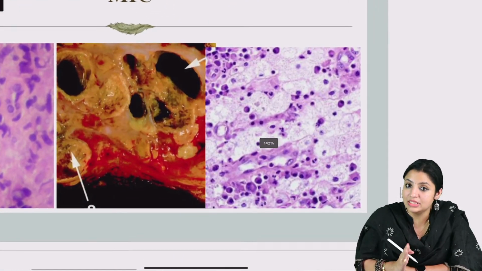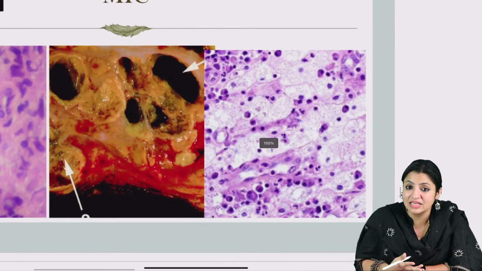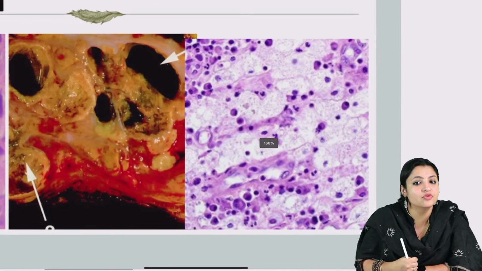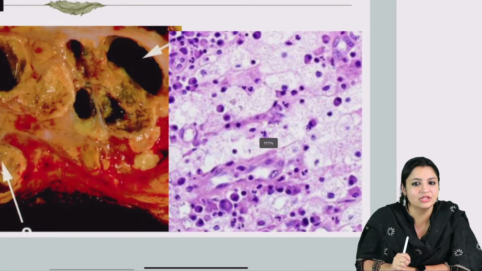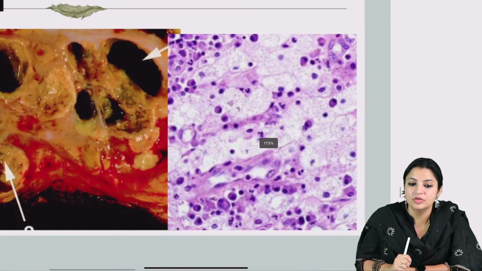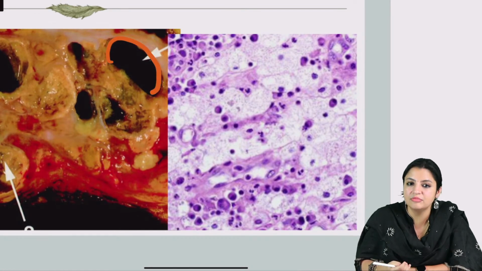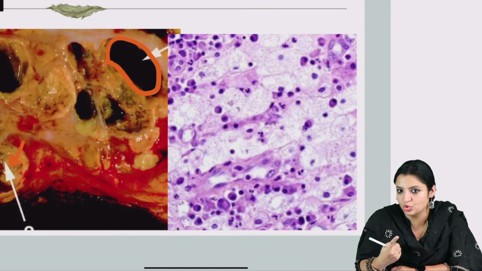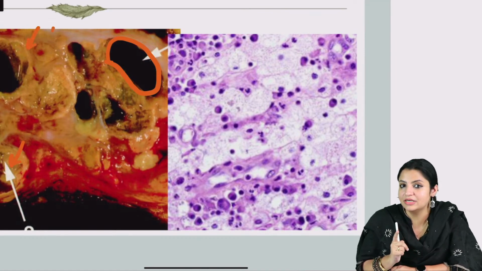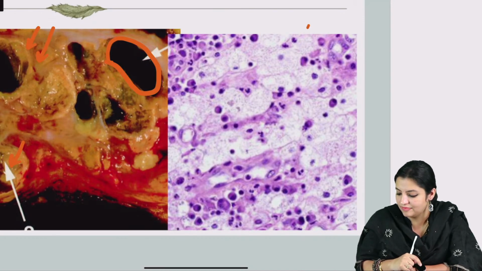So whenever you look at this image, dilated calyces with the yellow color material and lots and lots of foam cells, it's very typical of xanthogranulomatous pyelonephritis, which you should remember. It can be given to you anywhere. Whenever I'm talking about kidney, it's called pyelonephritis because I'm showing you dilated calyces. So dilated calyces, yellow color material, foam cells, it's xanthogranulomatous pyelonephritis.